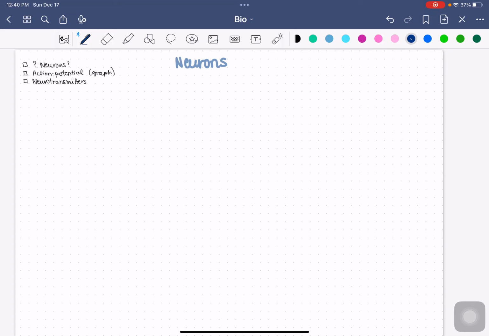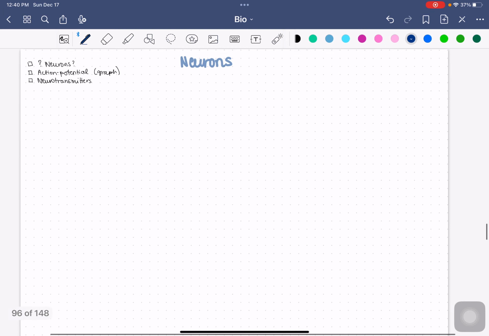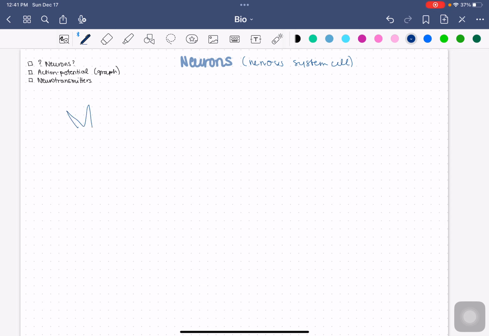Today we're going to be talking about neurons and the nervous system and everything that has to do with that. Okay, so let's start off with what is a neuron? Well, a neuron is a brain cell or a nervous system cell. Its job is to carry electrical impulses and everything that has to do with that. So how does it look? It's going to be a little goofy drawing.